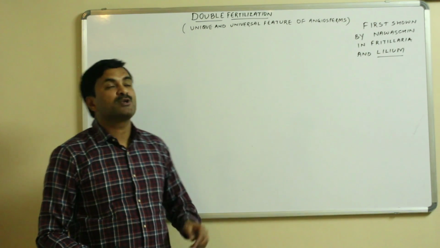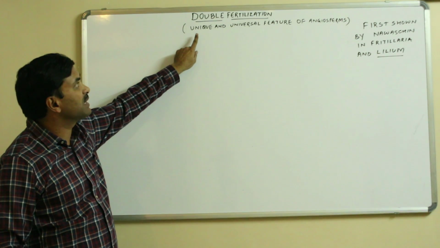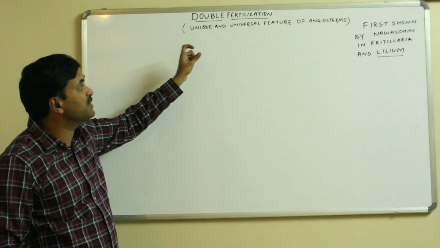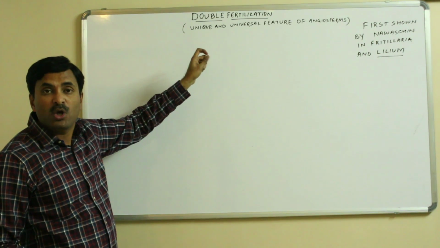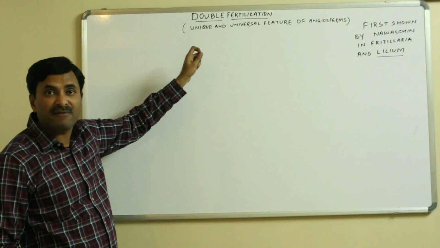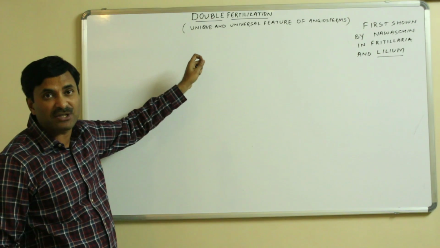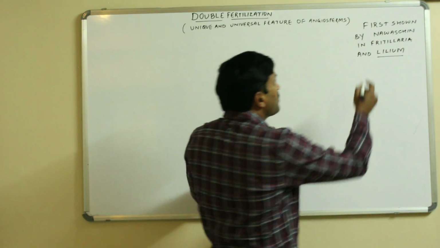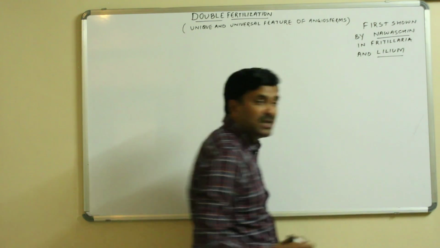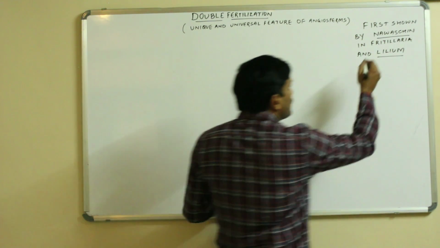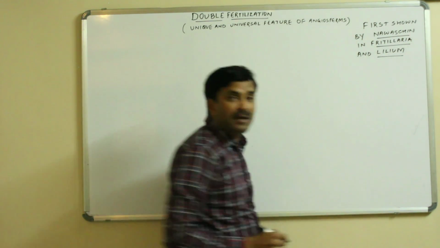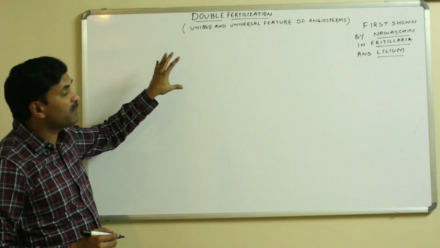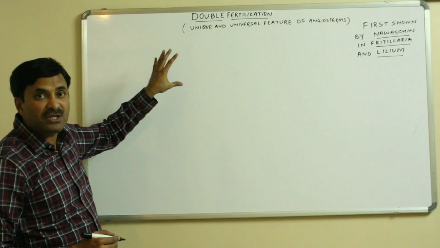Hello to all. Today we will discuss double fertilization, which is a unique and universal feature found in the angiosperms. No other category of plants has such double fertilization. Double fertilization was first shown by a scientist named Navashin in two plants, Fritillaria and Lilium. Now you must know where double fertilization occurs in angiosperms.